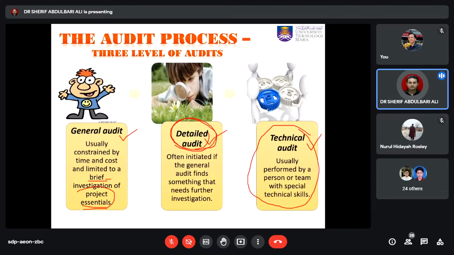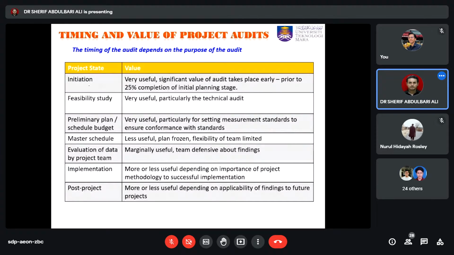And these are the values for the project audits. We have initiation, feasibility study, preliminary plan, schedule, budgets, master schedule, evaluation of the data by project teams, implementation, and post project. So this is the timing and the value for each audit.